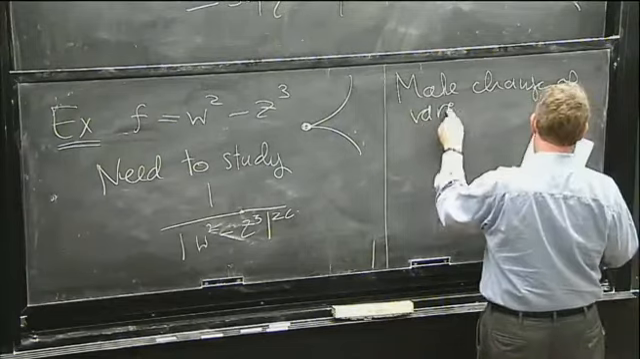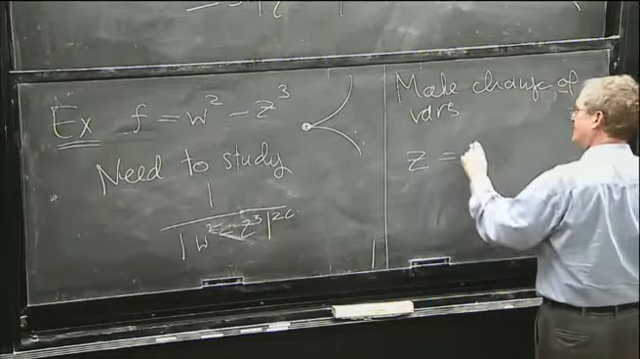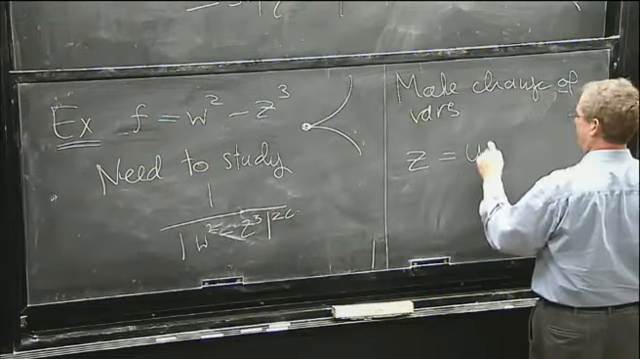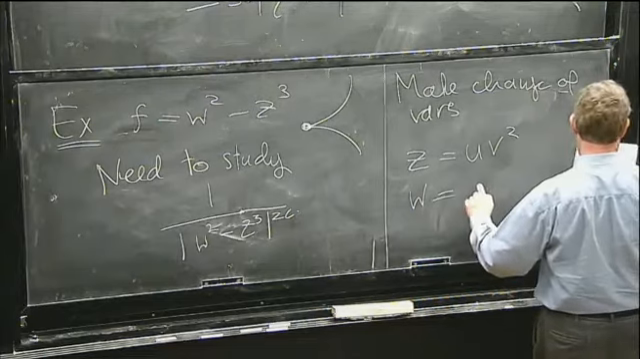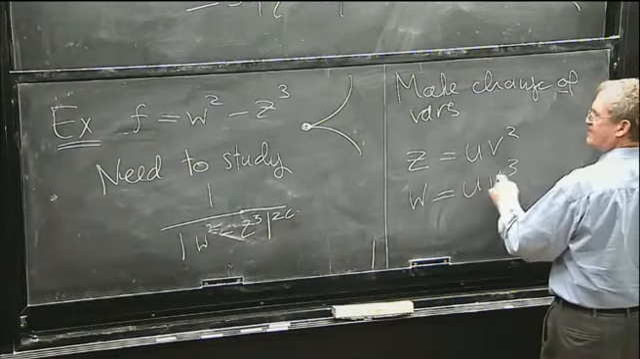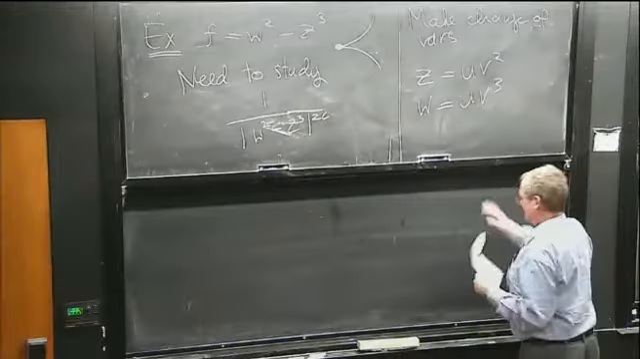OK, so what's our change of variables? We'll introduce new variables u and v. So z will be u v squared, and w will be u v cubed. I hope I have these right. Yeah, so this looks good. So let's change variables and see where we get.